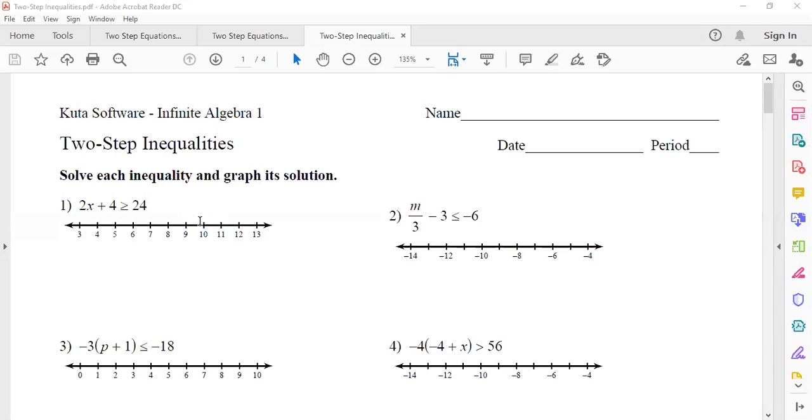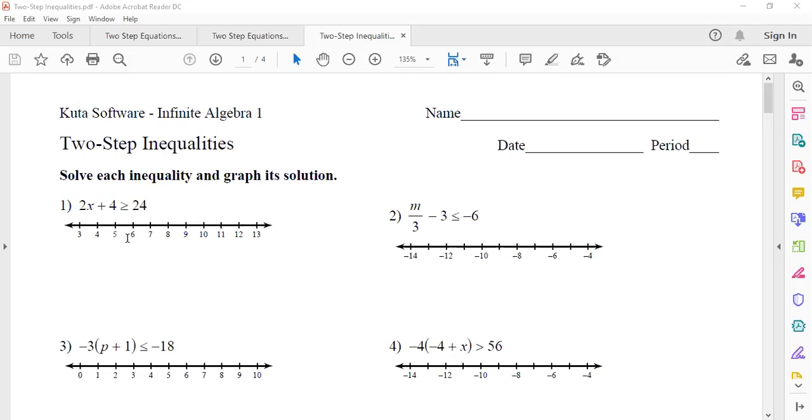I don't have any way to draw on this, unfortunately. My arrow would be going to the right, because now all the numbers that are greater than this are part of my solution set. And that's the big difference with inequalities compared to equations. We have a whole range of answers. It's not just one answer. It's not just no solution or infinite solutions. We're starting at some place on the number line and we're going in one direction or the other.